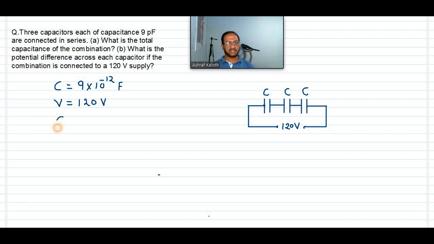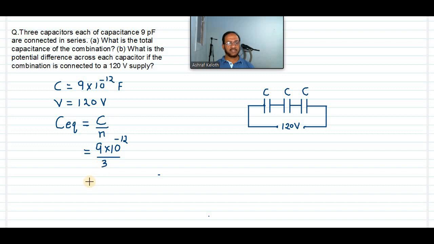Equivalent capacitance equal to C by N. If the capacitors have the same value, we can use the simplified equation C equivalent equal to C by N, where C is the value of one capacitor and N is the number. So here each capacitor is 9 into 10 raised to minus 12 farad. And how many capacitors are there? One is 9 picofarad, 3 are there, so N equal to 3.